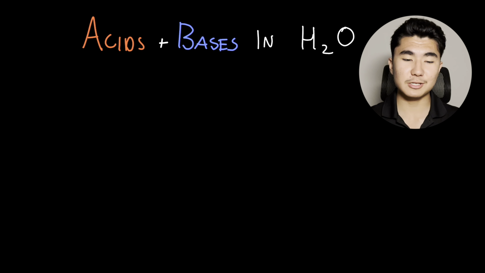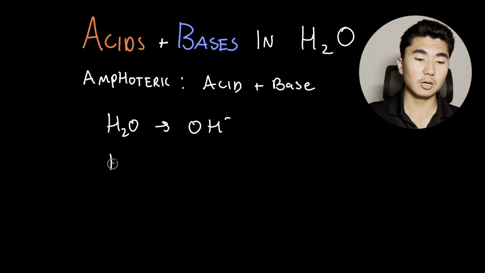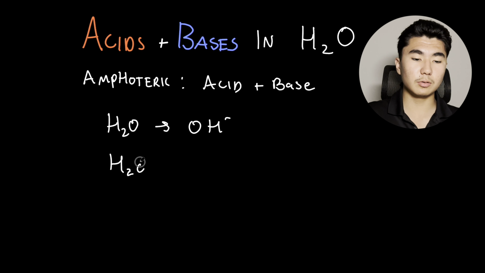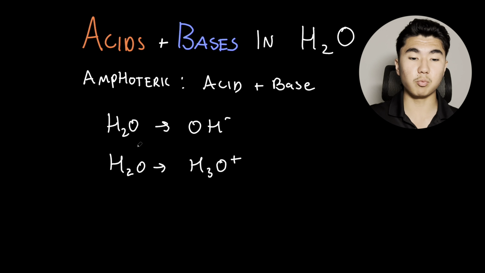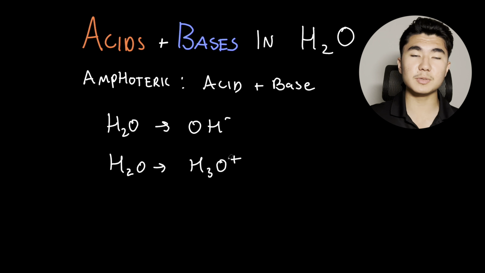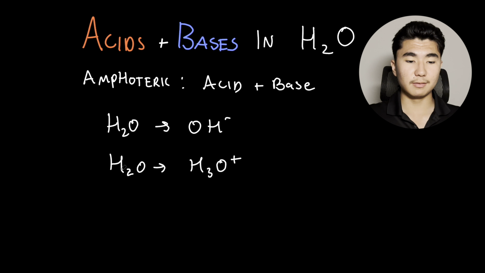Well, water, H2O, can turn into hydroxide, or H2O can turn into hydronium. So this is water's ability to act as an acid and a base. Over here, water is acting as an acid because it is donating a hydrogen, and this is our conjugate base. While over here, water is acting as a base, and hydronium is a conjugate acid because the water is accepting a hydrogen.